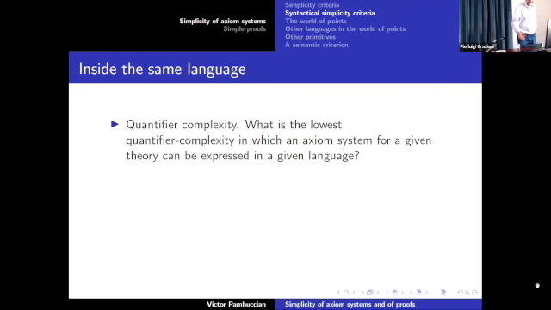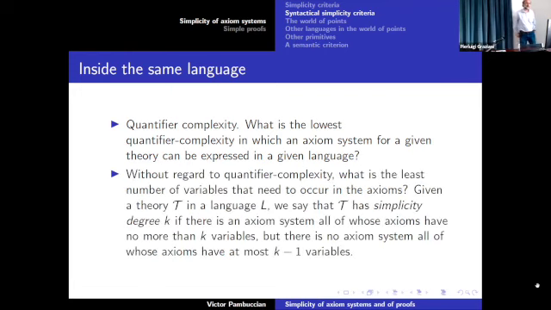So that's what you want. Now, after you're done with your quantifier complexity beauty criterion, now you have how many variables do I use in these axioms? I mean, you have a theory. Now you have decided on the language. It lives there. It doesn't move at all.